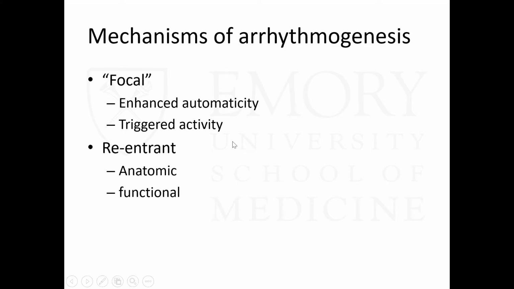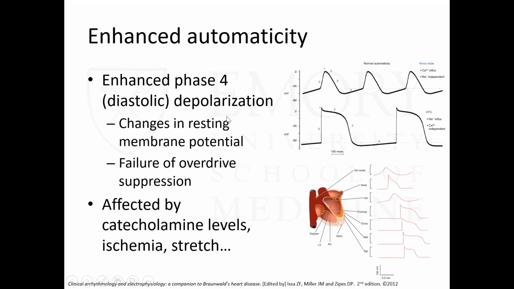But as we said, focal arrhythmias can either be due to enhanced automaticity, which we talked about already, and it's this phenomenon of phase 4 depolarization, which can be affected by catecholamines and various other autonomic inputs. And the SA node tends to have the fastest rate of automaticity, although you can have other areas in the heart that develop abnormal automaticity, and that'll result in faster heart rates or arrhythmias due to abnormal automaticity.